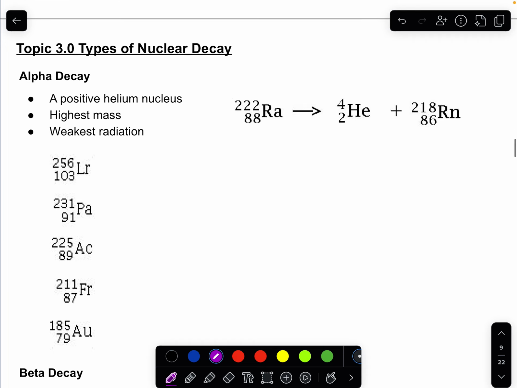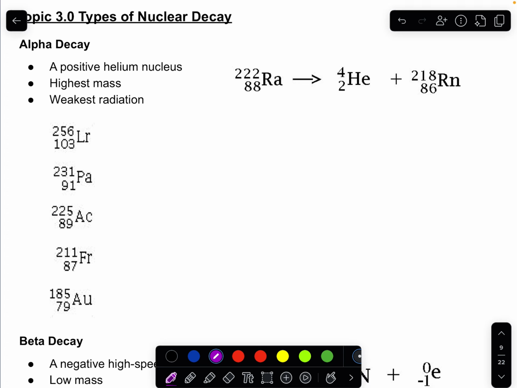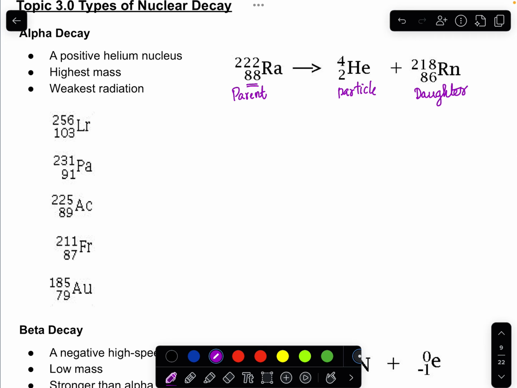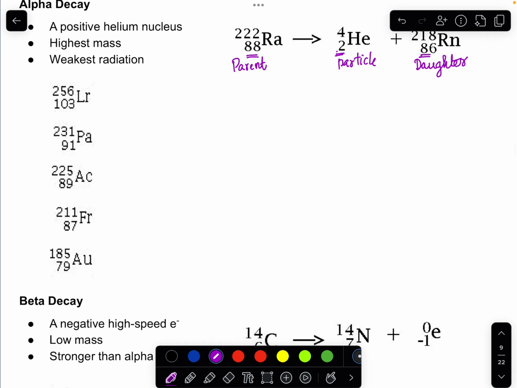Now let's do the practices. Okay, alpha decay, it's very easy. This is called the parent element. This is the particle, and the resulting element is called the daughter element. Okay, here we know that it is 88. You are removing 2, so that will become 86. And 222 minus 4 will be 218.